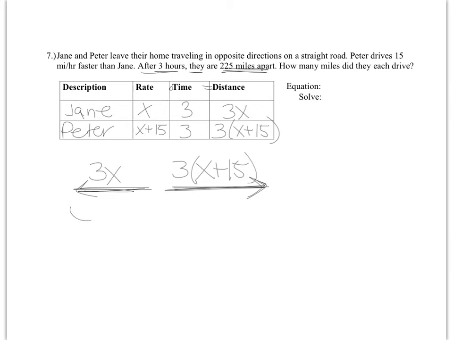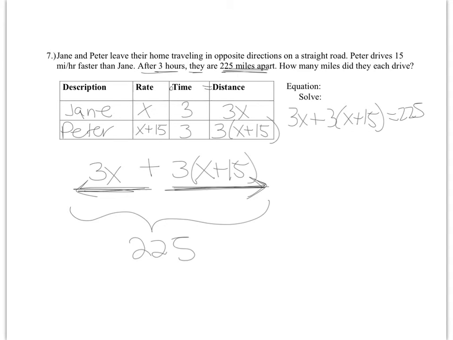Now, after a certain amount of time, their total distance away from each other is 225 miles. So their combined distance, because they're going in opposite directions, is 225. So in this one, you take their two distances, you add them, and make that equal to 225. So the equation for this one is going to be 3x plus 3 times x plus 15 equals 225. So just be sure that that distance doesn't go in the distance column, right? The distance columns are representing each person's distance, which we don't actually know. So we're going to figure that out.